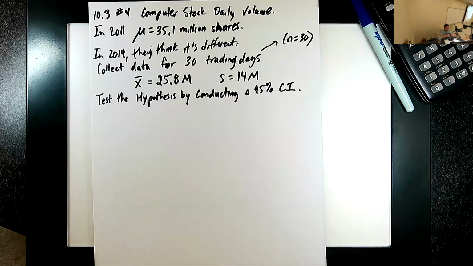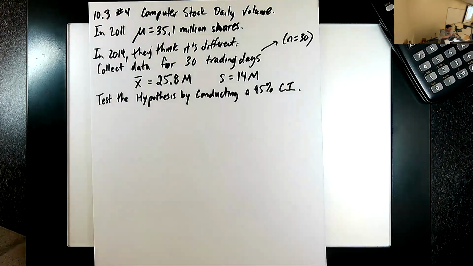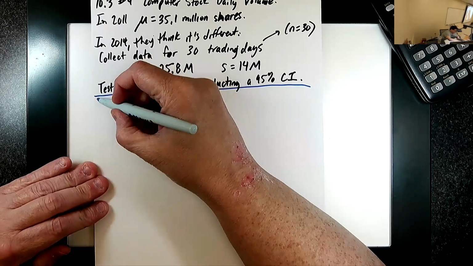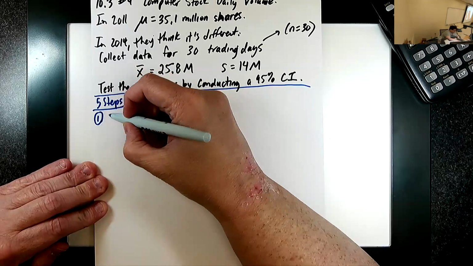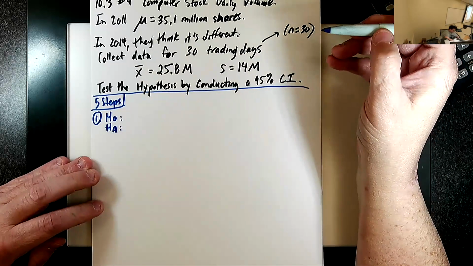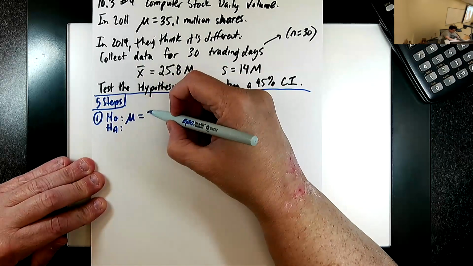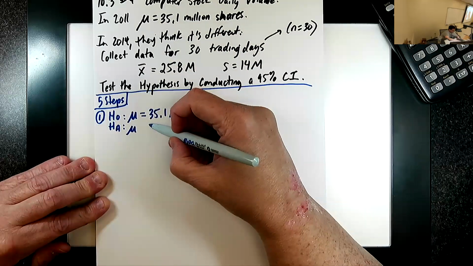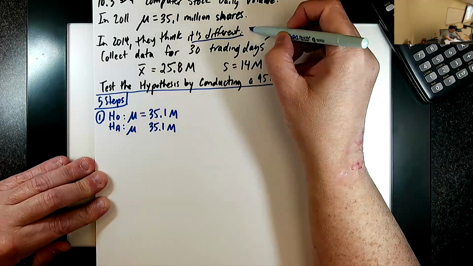Well, we're gonna do our regular 5-step test, and then we'll tie in the confidence interval afterwards. What you're gonna be tested on will be something like this. We'll do the 5 steps. Step 1, remember, is H naught and HA. H naught is a statement of equality. It's always the old stuff. So mu equals 35.1 million, which means HA has the same mu, the same 35.1 million, but they think it's different, which is not equal.